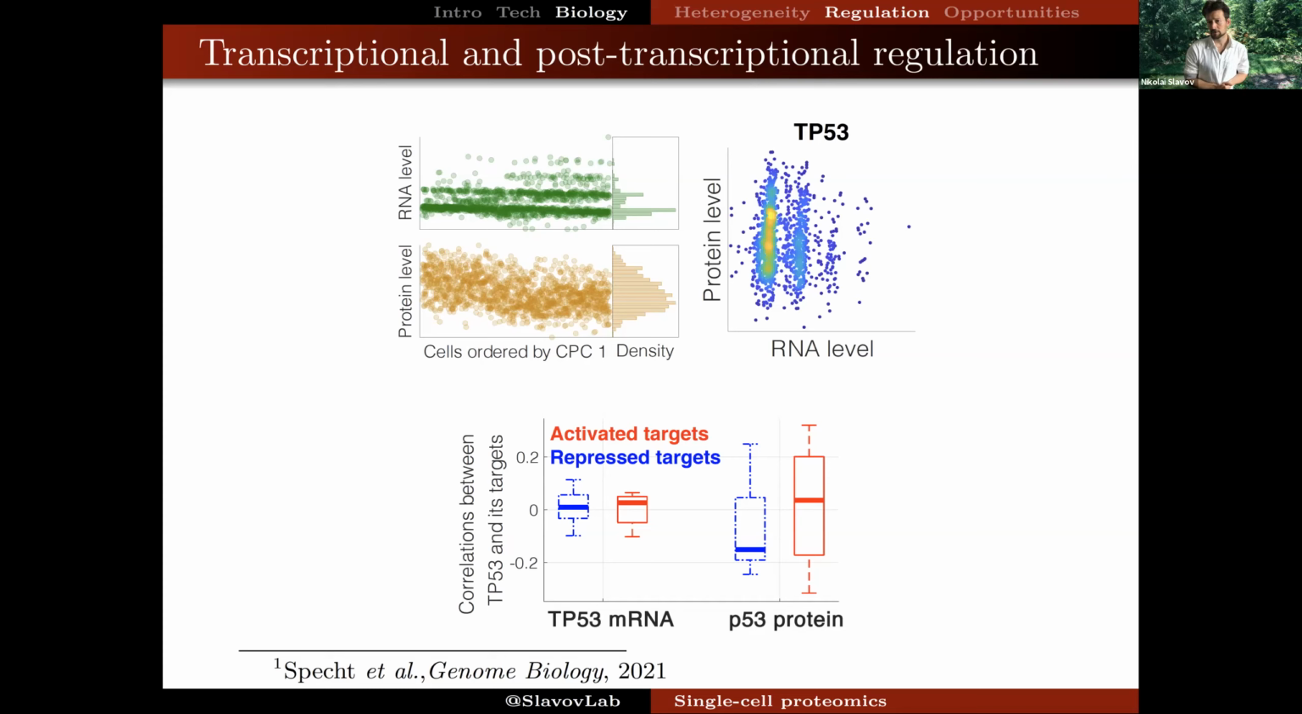And to ask this question, we simply correlated the messenger RNA to well-annotated targets of the transcription factor that are either activated or repressed. And we essentially saw no signal from this analysis. We saw that we couldn't predict the abundance of targets of p53 based on the messenger RNA for the transcription factor. And when we did a similar analysis with the protein, we found that we did have some signal for the repressed targets, that they were significantly negatively correlated to the protein abundance, and we did not see signal for the positive targets.